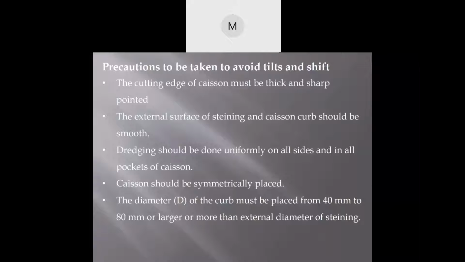The cutting edge of the caisson must be sharp and pointed. The cutting edge means what? That edge through which it will be driven. That should be sharp and pointed. The external surface of the steining and caisson curb should be smooth.